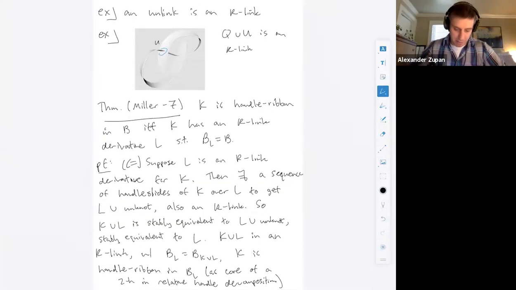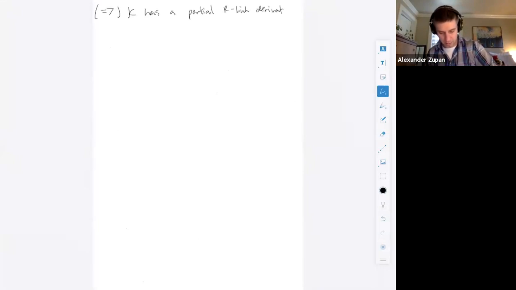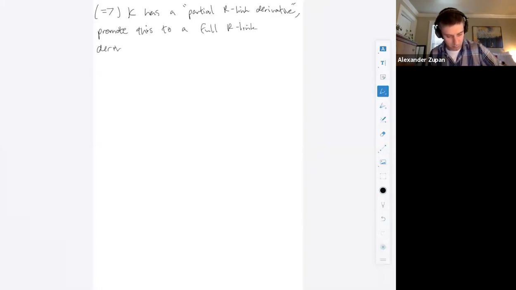I will say, in the interest of time, a few words about the forward direction, but this is the more exciting part of the proof. So K has, and this is not hard to prove, a partial R-link derivative, meaning I can find a Seifert surface that contains some curves which are an R-link, but it's not quite enough curves to be a derivative because they don't necessarily cut the surface into a planar surface. And then I can promote this to a full R-link derivative with some clever stabilizations.